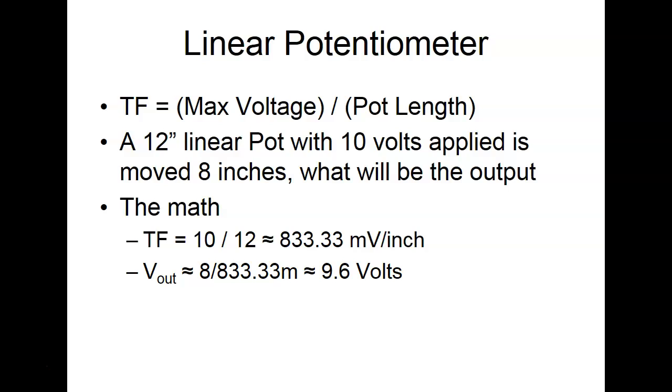So we have a 12-inch linear pot with a 10 volt supply, maximum is 10 volts, right? It moves 8 inches. What will be the output? I wish I hadn't popped up the answers, so I would like y'all to actually do that. So what do we do? We take the maximum voltage out and divide it by the length. Since this is inches, it's going to be millivolts per inch, or this many millivolts for every inch.